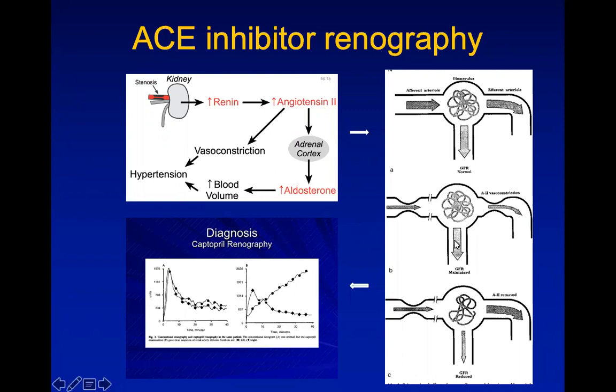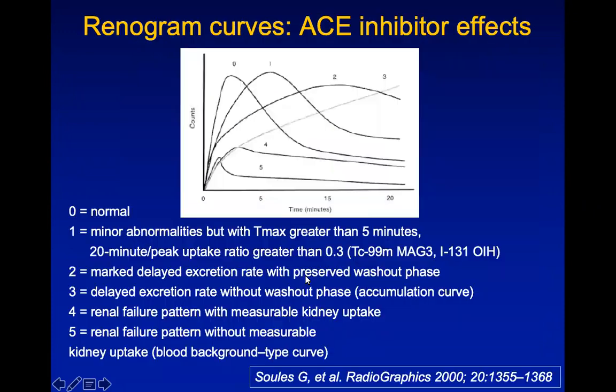What do we do? We give an ACE inhibitor. ACE inhibitor blocks the angiotensin II, dilates the efferent arteriole. The afferent arteriole is still constricted because of the stenosis. As a result, the filtration pressure drops, so the GFR is reduced. What happens to the renogram? This is the baseline study without intervention. The moment you've given the ACE inhibitor, the unaffected kidney continues to show a normal renogram. The affected kidney shows a rising renogram curve pattern.